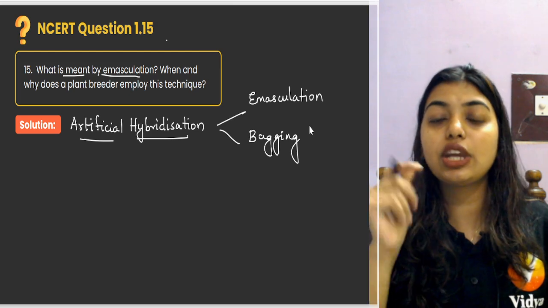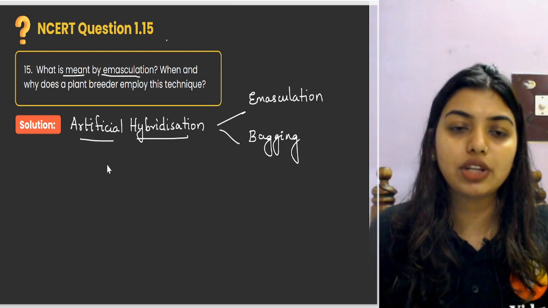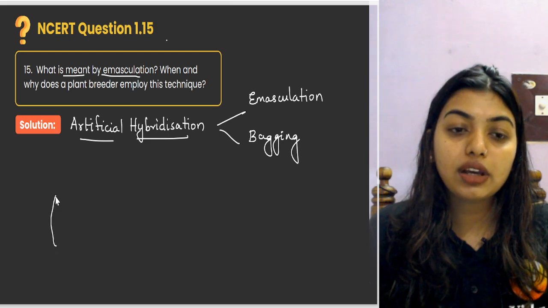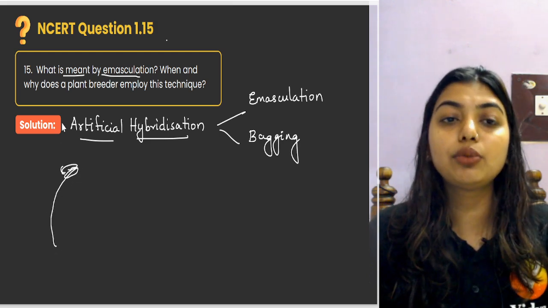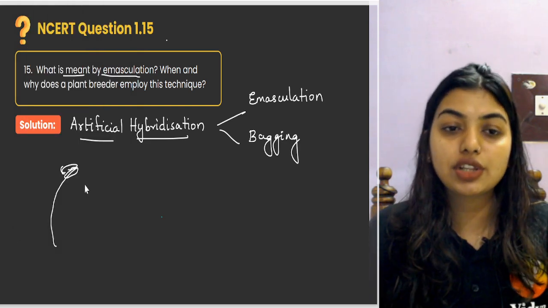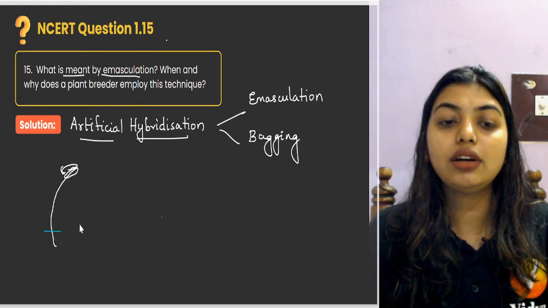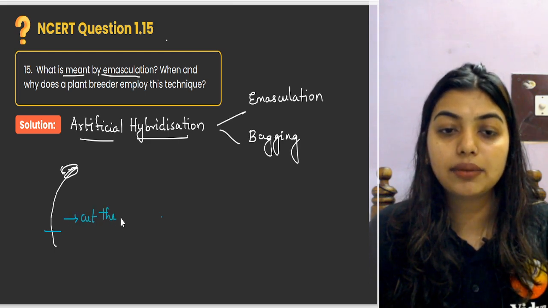During this situation, they do something called artificial hybridization, where they do emasculation. That is, out of the flower, they are going to remove the anther. Why are they going to remove the anther? Because they do not want this anther to put the pollen grains on the stigma. So they will cut this anther.